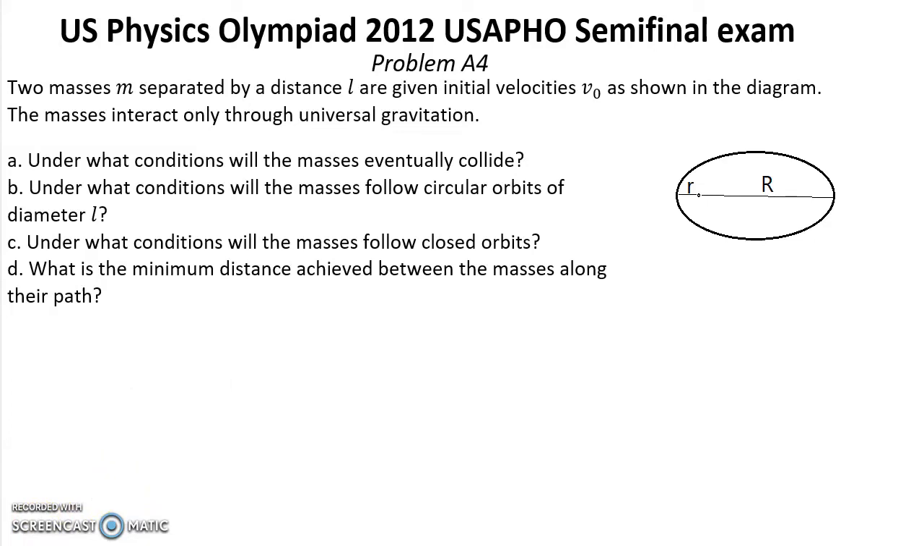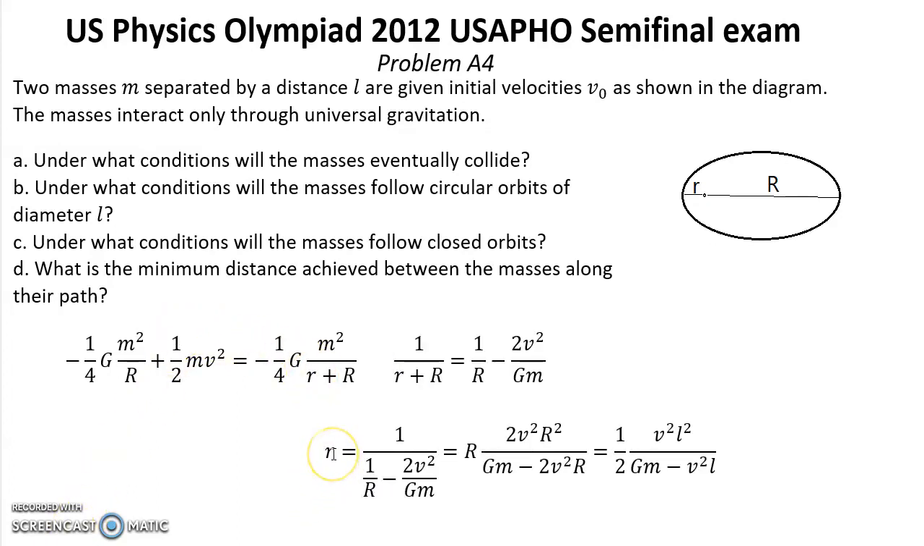Question D. What is the minimum distance achieved between the masses along their path? To answer this question, we can just use a result from question A. When we answered question A, we wrote this equation. Here, R was the maximum distance, which is L over 2, and the small r could correspond to the smaller distance. And this is the smallest distance, so we can calculate it from this equation. Finally, we find that the minimum distance must be equal to this expression, or in previous units, this one.